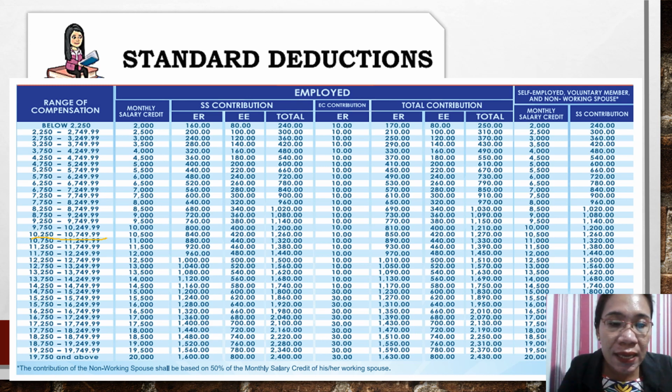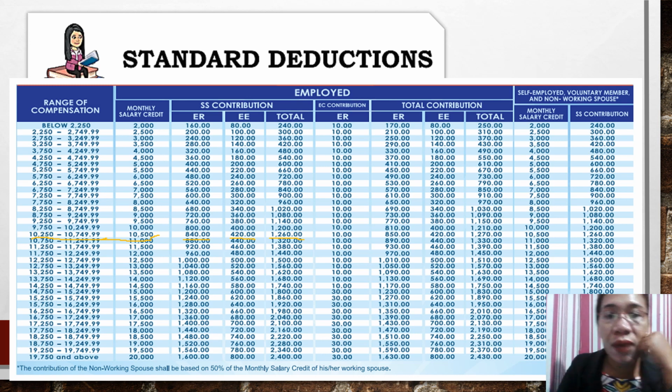So, yung monthly salary credit niya is 10,500 halimbawa. So, yung contribution ng employer is 840 at yung empleyado, yung nagtatrabaho ay 420. So, yung total na contribution ay 1,260 pesos. So, ganun yun. Parang sa employee na deduction.